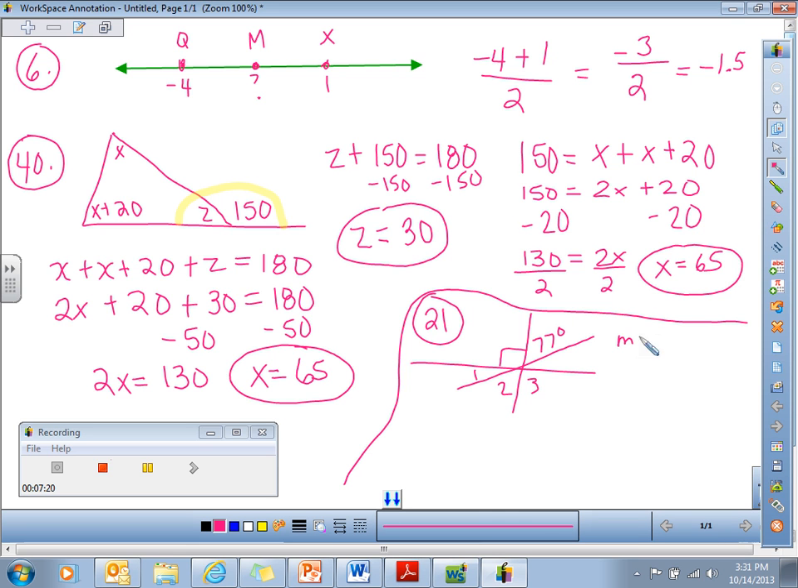So the measure of angle 3 is going to be what? 90. And how do you know that? Because they're vertical angles, good. They're across from each other. So angle 3 is also 90 because they're vertical angles. Okay? What about angle 2? It would also be 77 because they're vertical angles.